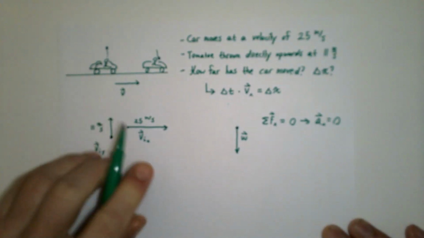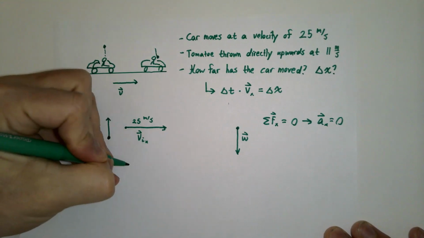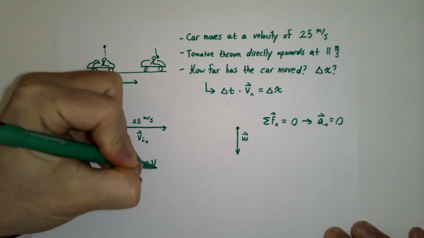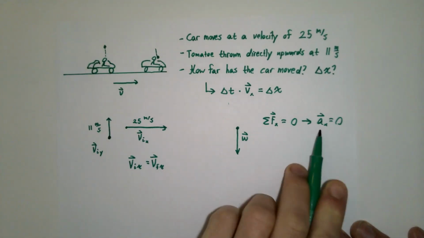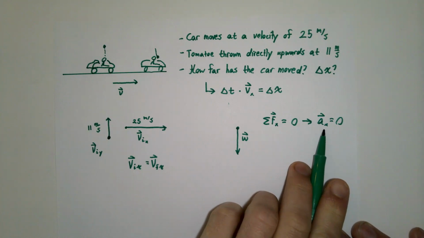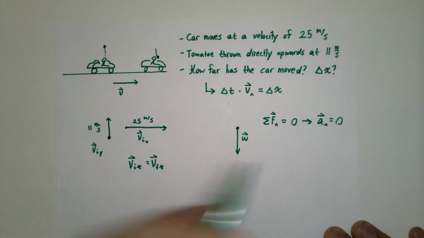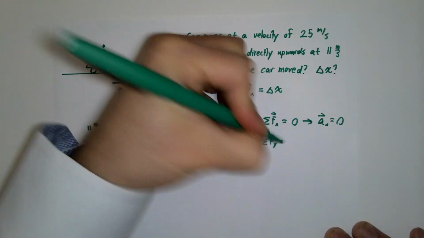I can go back over here to my vector, my initial velocity in x, and I can conclude that my initial velocity in x is going to be the same as my final velocity in x because there's no acceleration in the x dimension. There's no acceleration in the x dimension because there's no net force in the x dimension. The same cannot be said of forces in the y dimension.